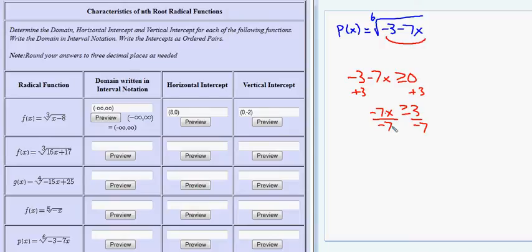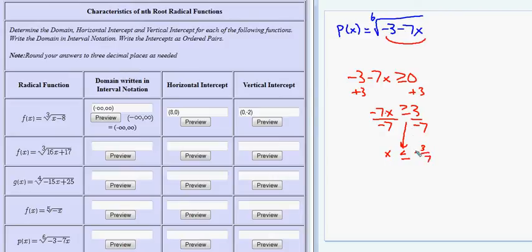I just did that. I divided by a negative. If I were to divide by positive 7, you would not do this. But negative 7 divided by negative 7 is 1, so no one writes the 1. We just write x instead of 1 times x. I need to change that to less than or equal if I want this to be an equivalent statement to this one. So x is going to be less than or equal to negative 3/7.